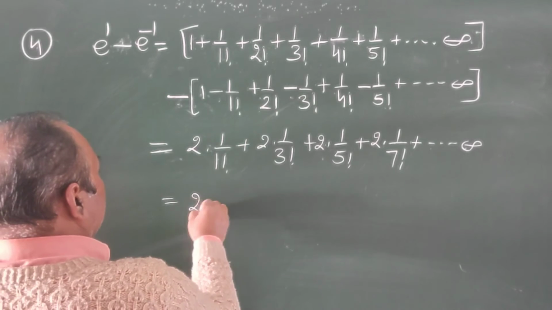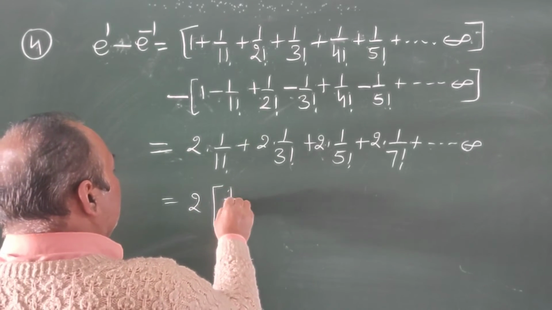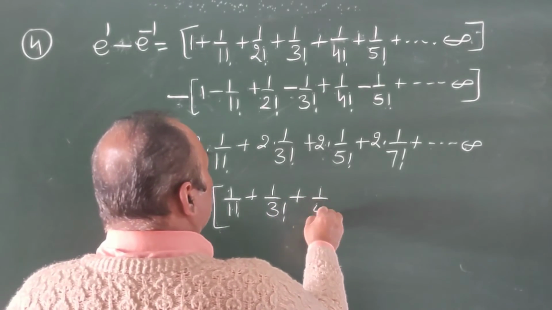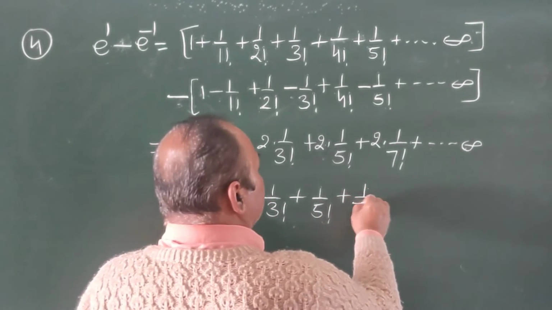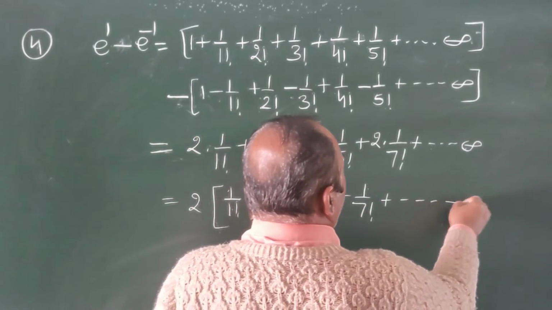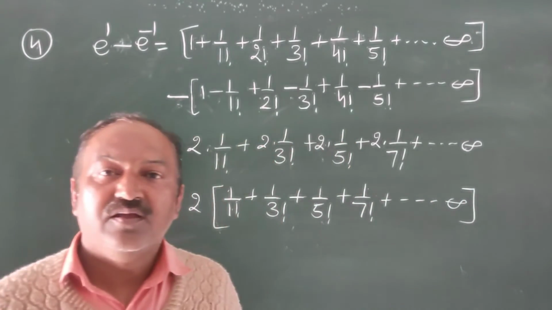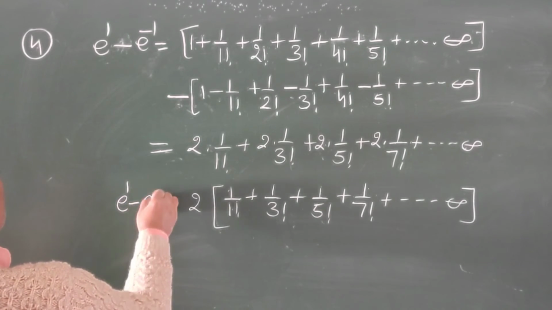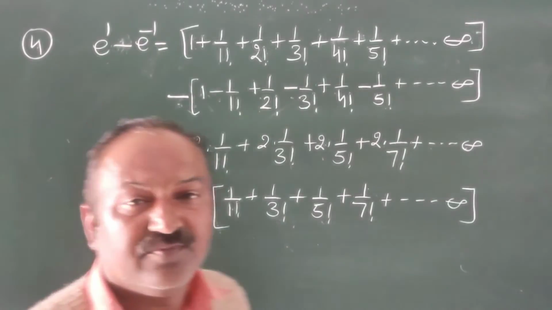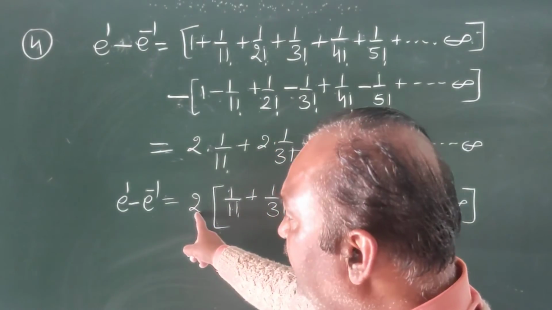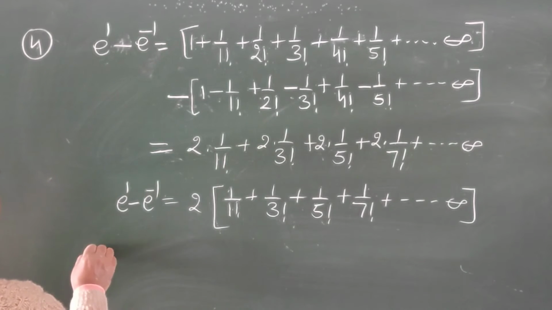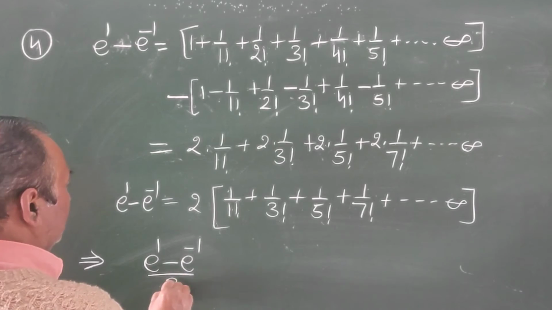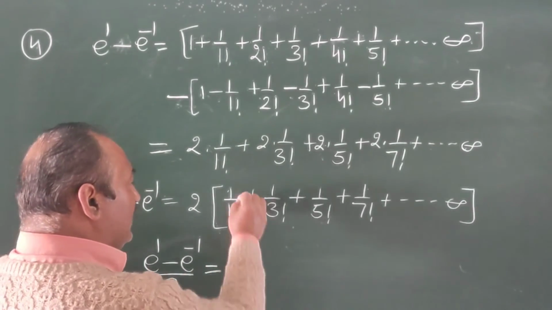Taking 2 common from here, we get 1 upon 1 factorial plus 1 upon 3 factorial plus 1 upon 5 factorial plus 1 upon 7 factorial plus and so on up to infinity. And it is the value of e raised to power 1 minus e raised to power minus 1. Now if we divide it by 2, we will get an important result: e raised to power 1 minus e raised to power minus 1 upon 2 is equal to 1 upon 1 factorial.